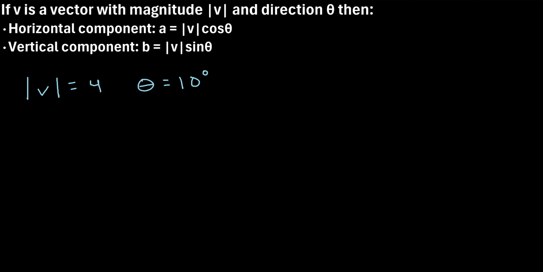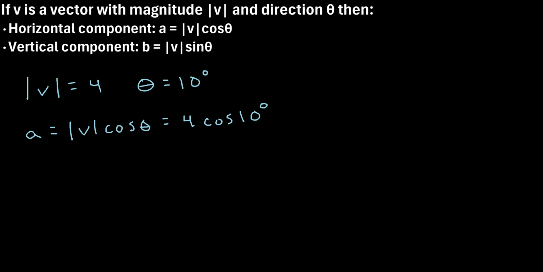All right, let's try one more example. Let's say we're told that a vector has a magnitude of 4 and an angle of 10 degrees. How can we find the horizontal component and vertical component of this vector? Well, we can start with the horizontal component, which we said was a is equal to the magnitude times the cosine of theta. So we're told that the magnitude is 4 and theta is 10 degrees. So we get 4 times the cosine of 10 degrees.